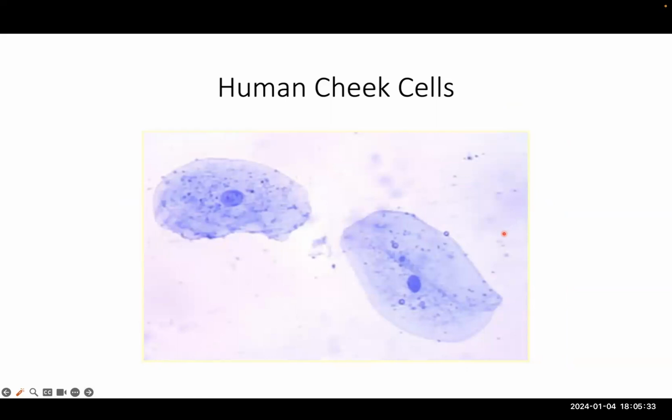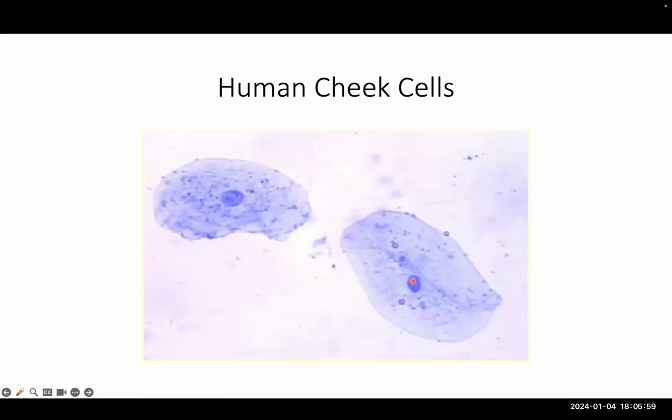I also teach an intro bio class. In that class, we actually take a toothpick and scrape the inside of your cheek. Then you can put that on a microscope slide, add some blue stain, methylene blue stain, and then you can see it under the microscope. If you didn't put the blue dye, it would look transparent and might be hard to see.